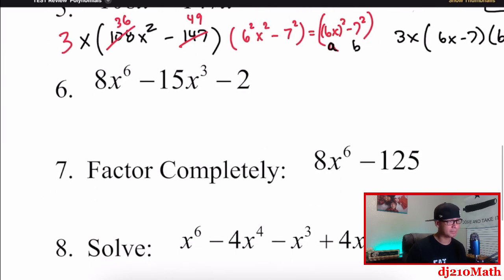All right, number 6. Notice, it's a trinomial. The thing that pops out at me is how the powers are related. The middle one, the second term, 3, is half of 6. So this is what we call a quadratic form. You can factor this in the same fashion that you would any quadratic.